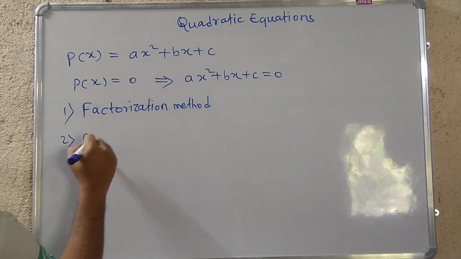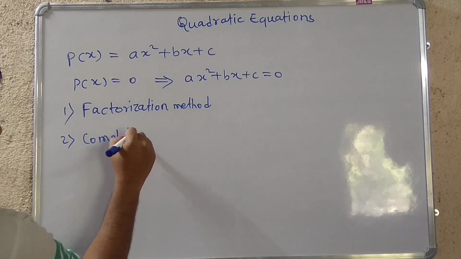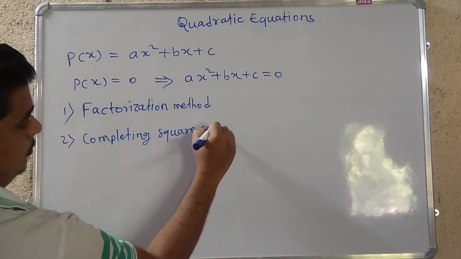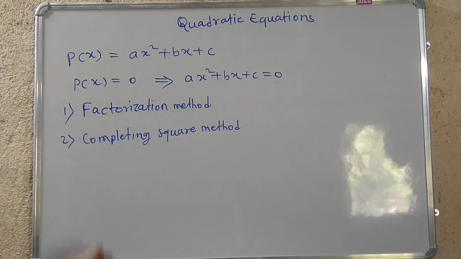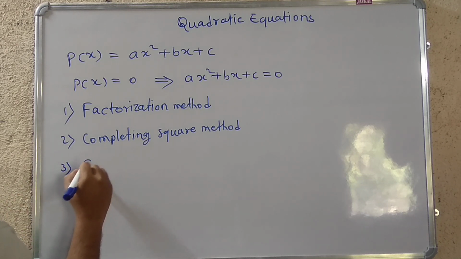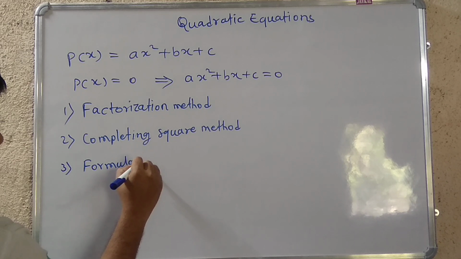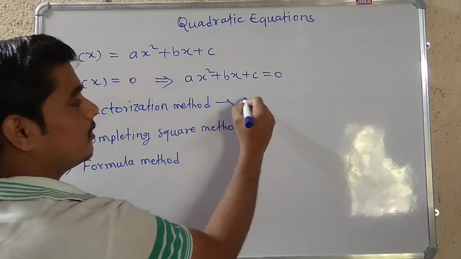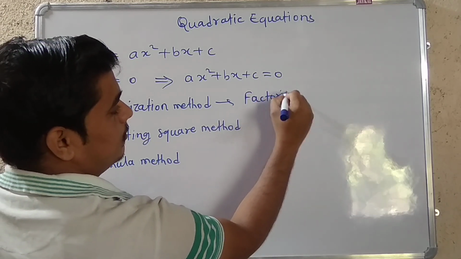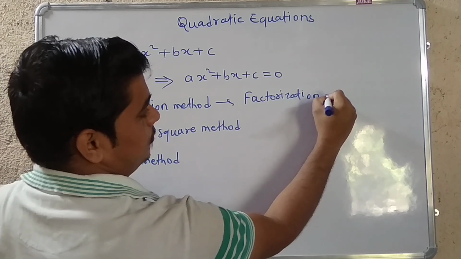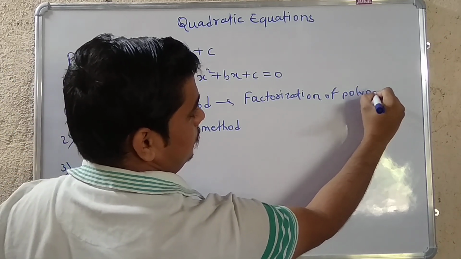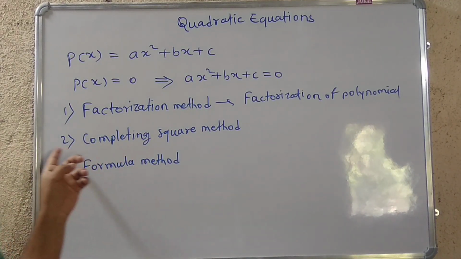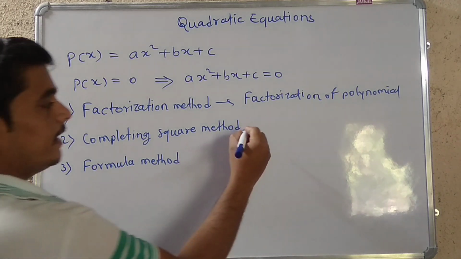Second one is the completing square method. And the next one is the formula method. For using the first method, you must know about the factorization of polynomials. And the key point of the second method, the completing square method, is the finding of the third term.